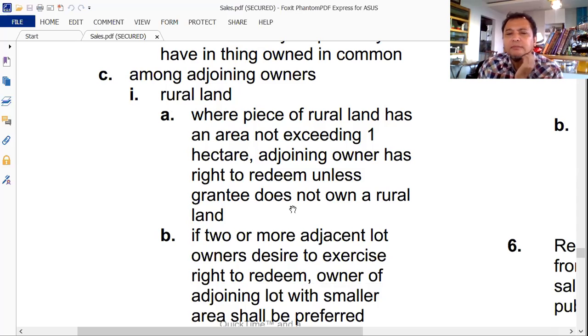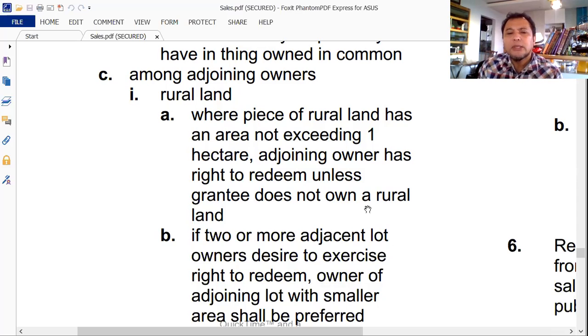So if there are two adjoining properties and the owner of the other adjoining lot sold it to another person, then the owner of the adjoining property has the right to redeem it in order that his property will now be bigger, no?